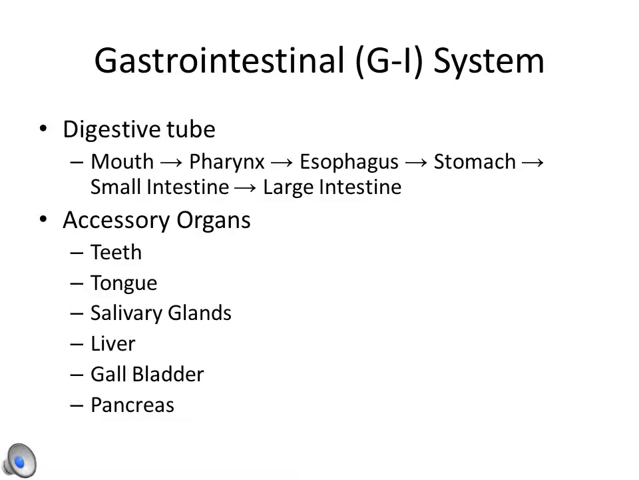The gastrointestinal system, also known as the GI system, consists of the digestive tube and its accessory organs. The digestive tube is a tubular structure by which food is taken into the body and digested. The digestive tube consists of the mouth, the pharynx, the esophagus, the stomach, the small intestine, and large intestine. The order in which you see them in this slide is the order in which food goes through the digestive tube. The accessory organs include the teeth, tongue, salivary glands, liver, gallbladder, and pancreas.